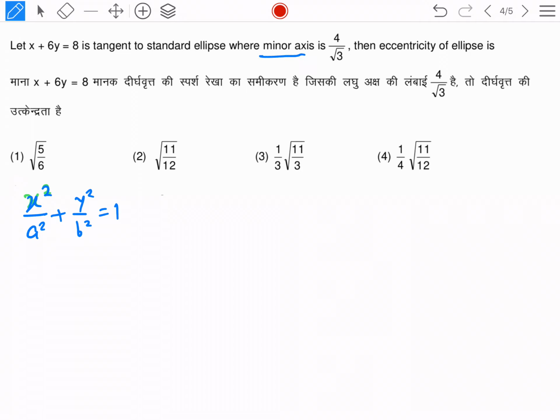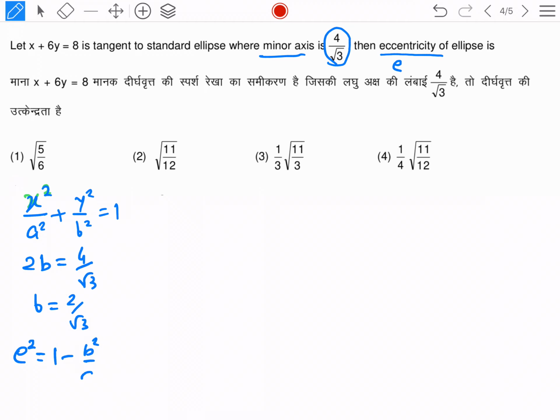And the minor axis is given. So definitely 2b is equal to 4 by root 3. It means b is given. But we want to find the eccentricity e. So we have a relation, that is e square is equal to 1 minus b square by a square. So only one thing is not given, that is a. And now how will we find a?